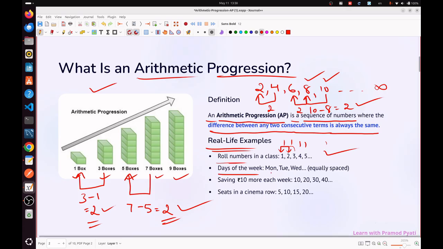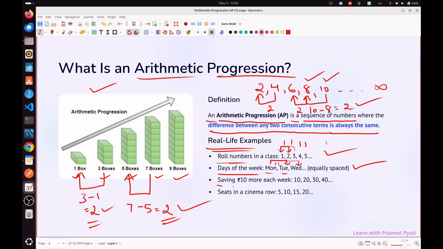Days of the week, if you consider, it's not only related to numbers, it may be anything in real life examples. Like Monday, Tuesday. After incrementing Monday by 1, we get Tuesday, again Wednesday, again Thursday, like that, equally spaced, right? So this is also an arithmetic progression.